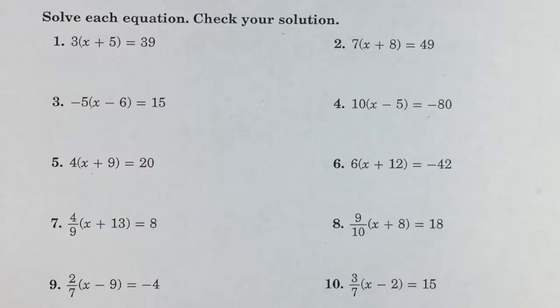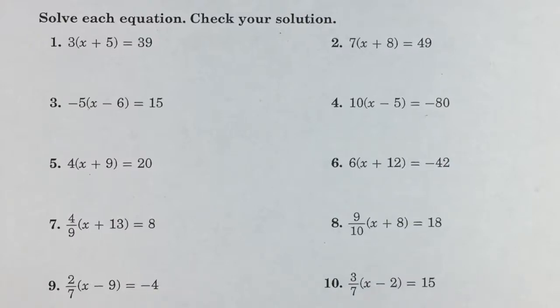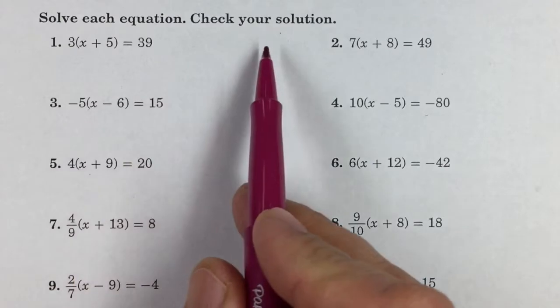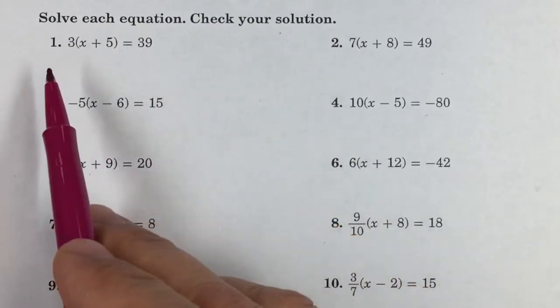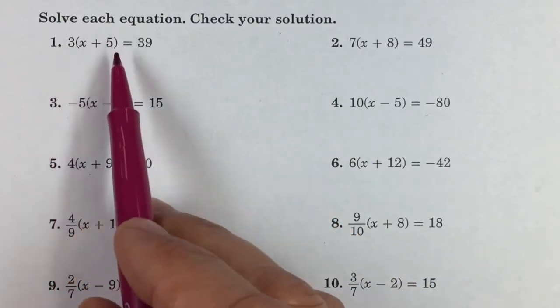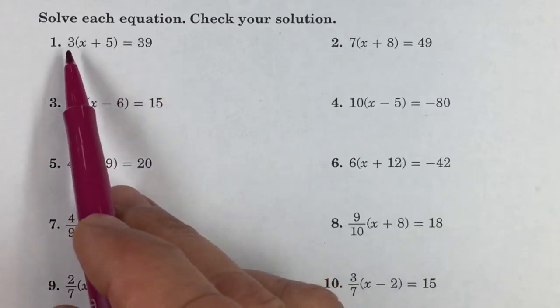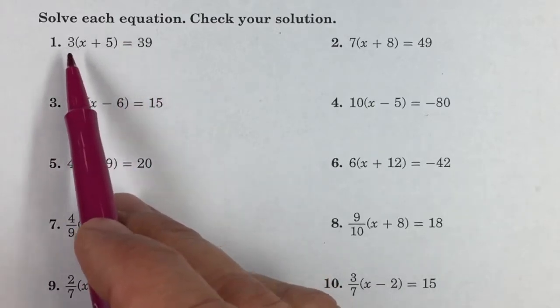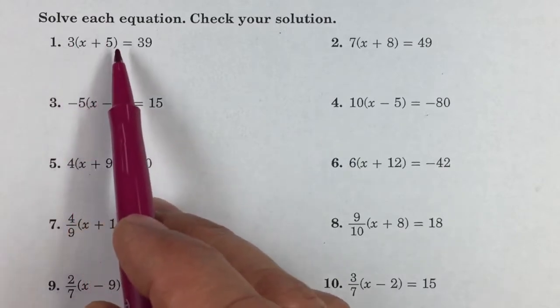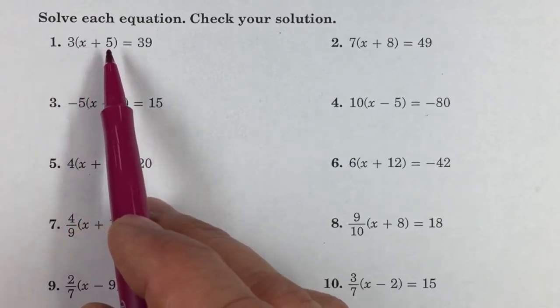Let's keep on working with two-step equations. Solve each equation, check your solution. And number 1, we have 3 parentheses x plus 5 equals 39. You know that 3 and the parentheses are multiplying, meaning 3 multiplies the group x plus 5.